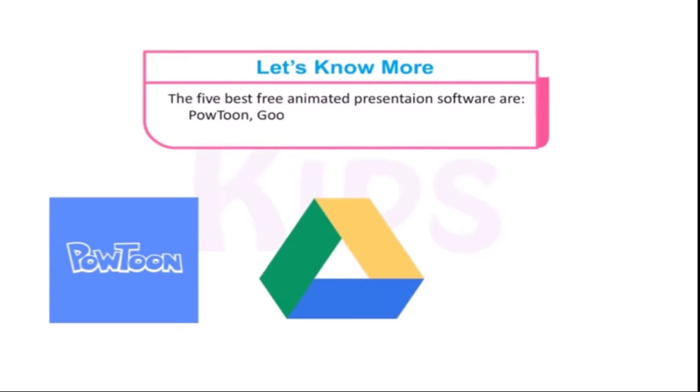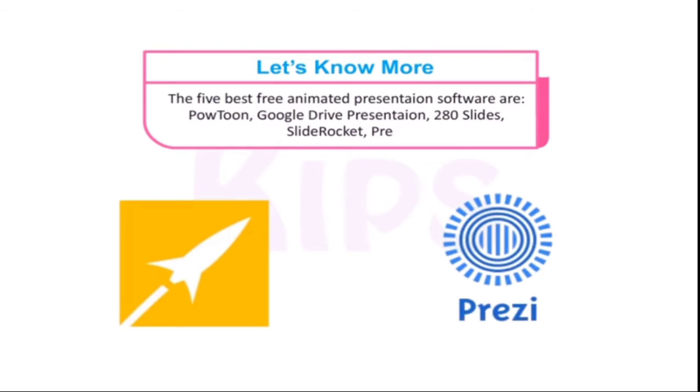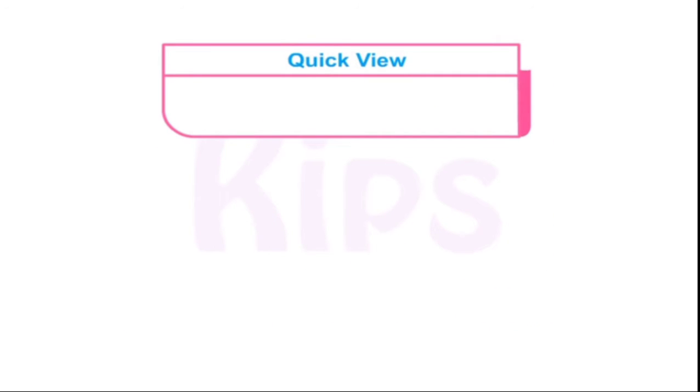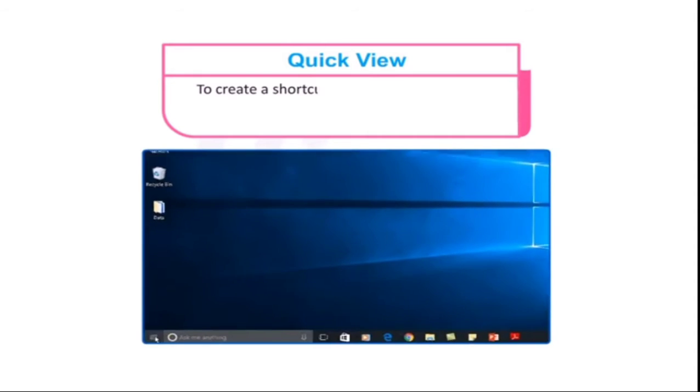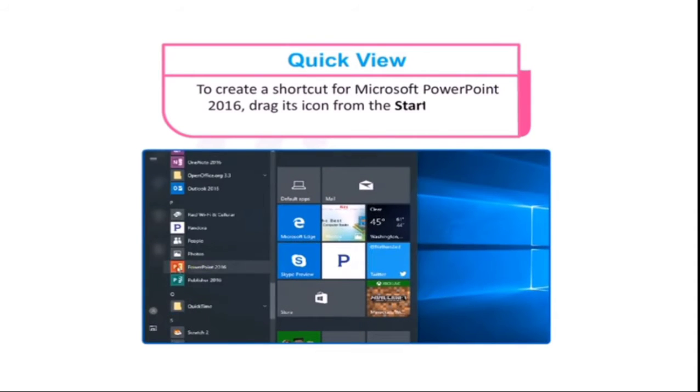Let me share an interesting fact with you. The 5 best free animated presentation software are Powtoon, Google Drive Presentation, 280 Slides, Slide Rocket, Prezi. Another fact to note is that to create a shortcut for Microsoft PowerPoint 2016, drag its icon from the Start menu to the desktop.